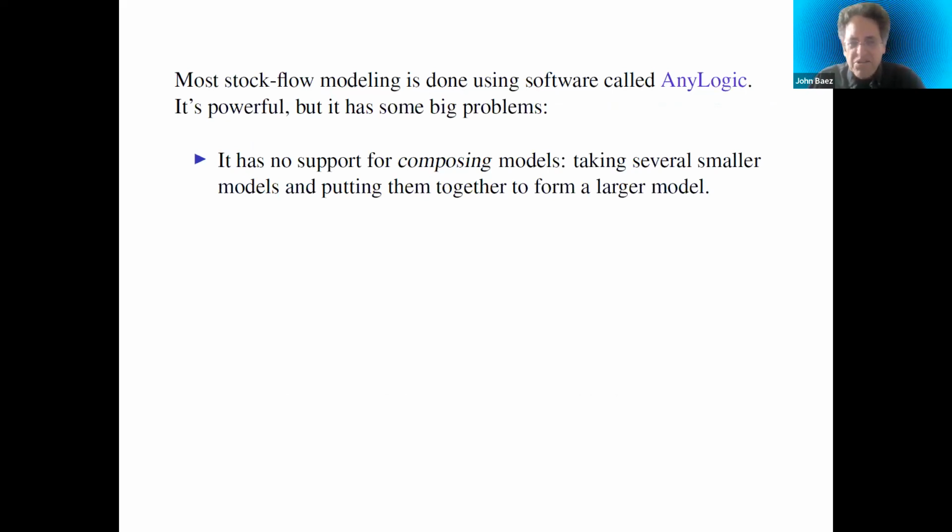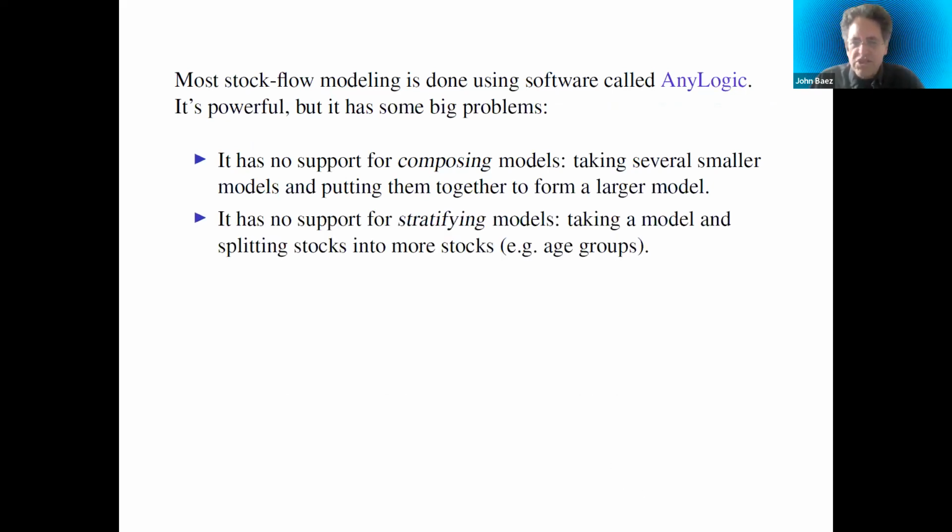Most stock flow modeling is currently done using some software called AnyLogic. It's quite powerful, but it has some big problems. It has no support for composing models. It has no support for something called stratifying models, which I'll discuss more later. But briefly, what that means is taking a model and making it more complicated by splitting a single stock or several stocks into more stocks. For example, you could have a simple model of disease, and then you say, hey, I want to break up each population into different age groups. They call that stratifying in the modeling community.